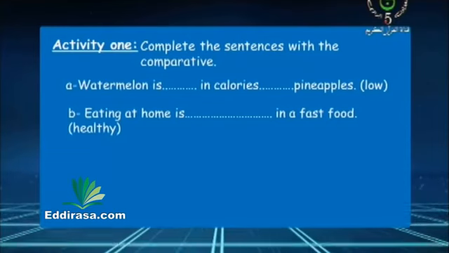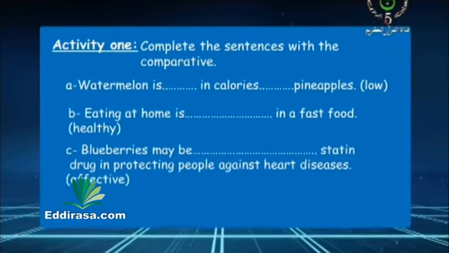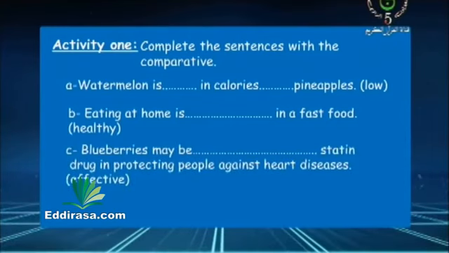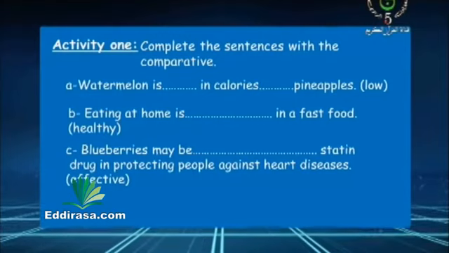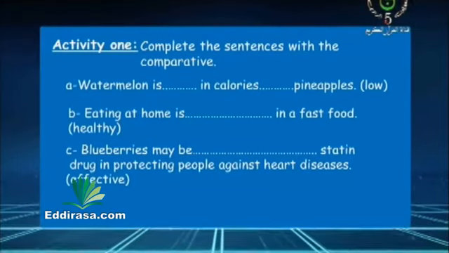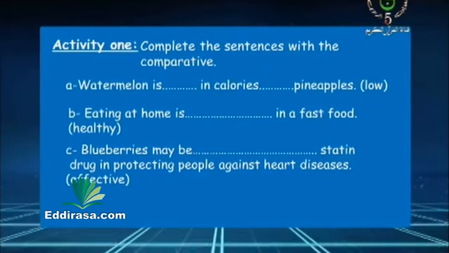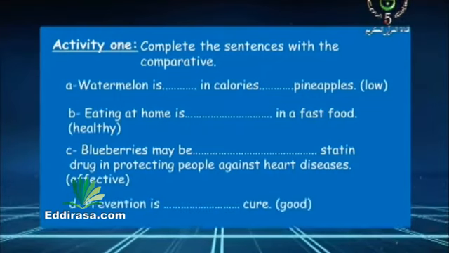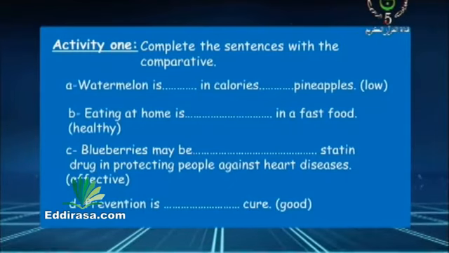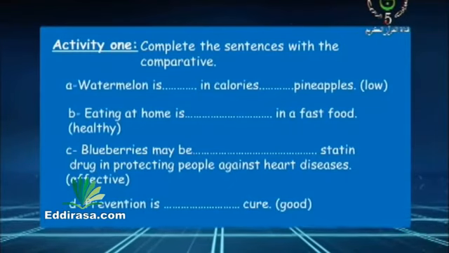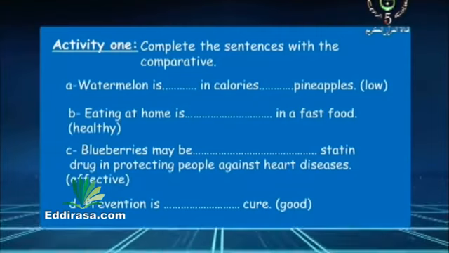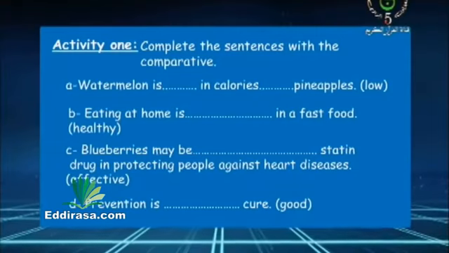C. Blueberries may be statin drug in protecting people against heart diseases. And here you have to use effective. D. Prevention is cure. And here you have to use the right adjective or comparative of good.